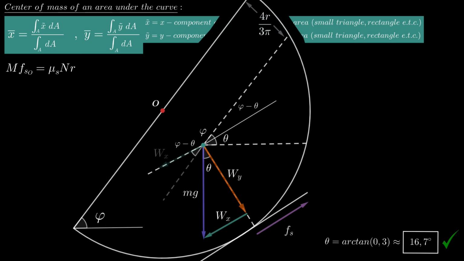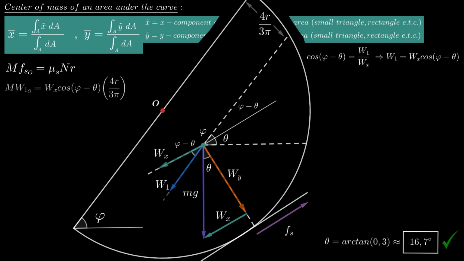And this is Wx, and this force here is parallel to the flat side of the semicircle, which is the force we're looking for. We'll just call it W1. So we have cosine of phi minus theta equals W1 over Wx, which is W1 equals Wx times cosine of phi minus theta. And the moment of this force is Wx times cosine of phi minus theta times 4r over 3 pi. 2 down, 1 to go.